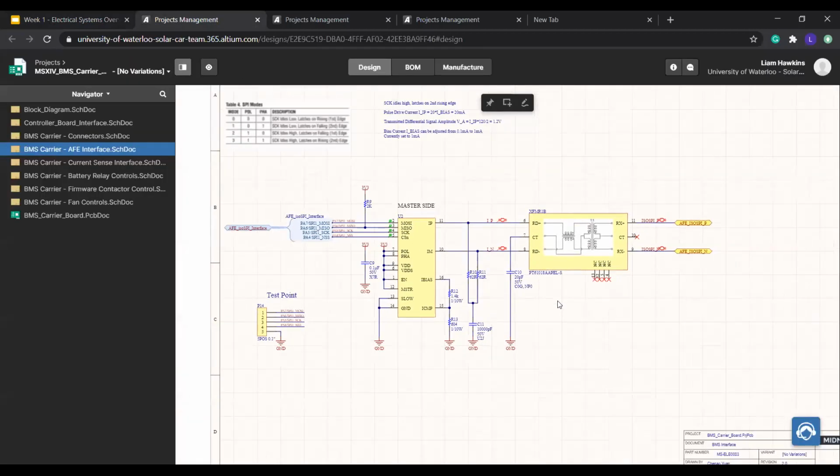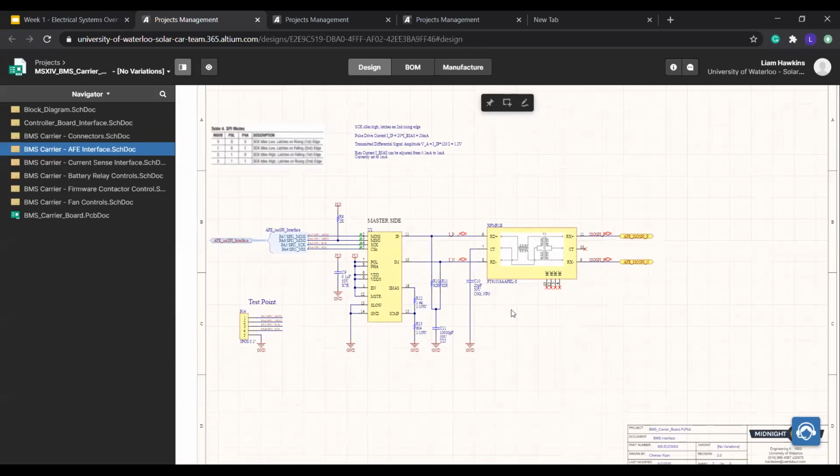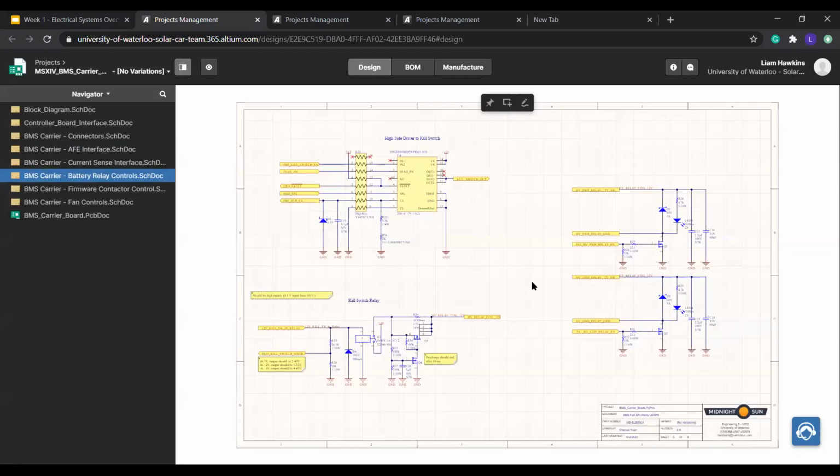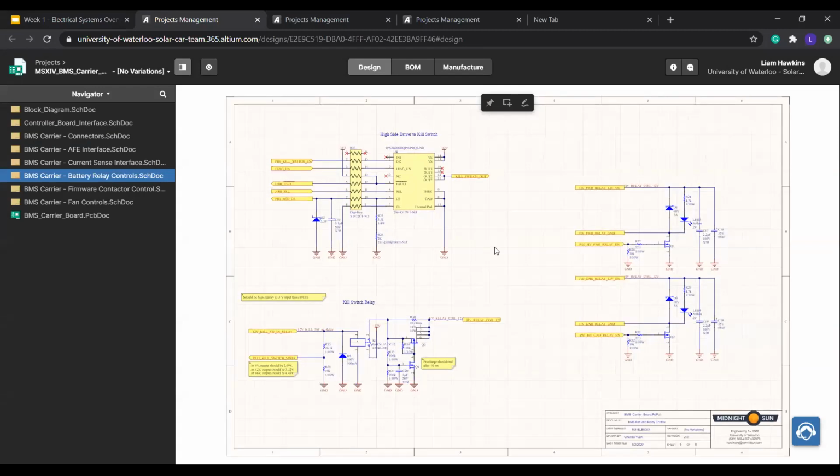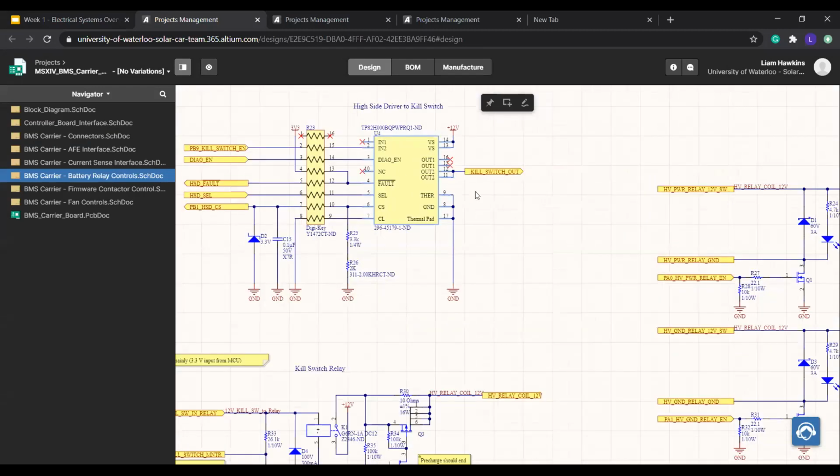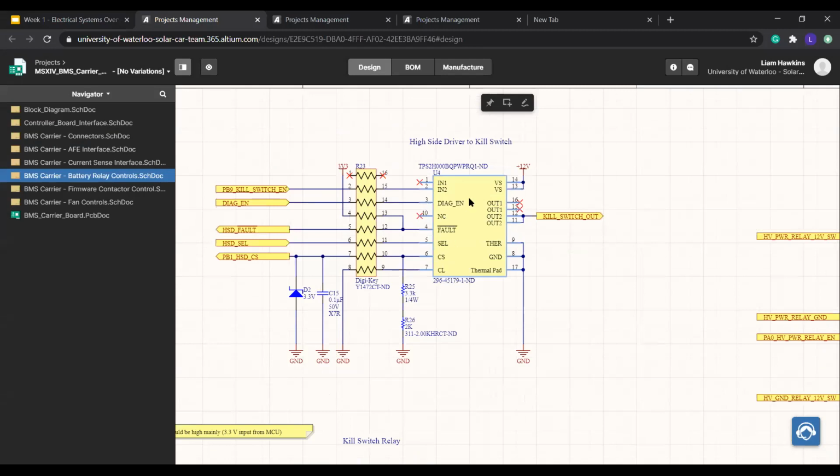So that's, I would say, the most important parts of IsoSpy that you need to know. And then otherwise, the BMS carrier controls the relays of the battery pack. So for this, we have a high side driver, and this is basically just a switch that connects 12 volts to the output, and it's enabled by the controller board.